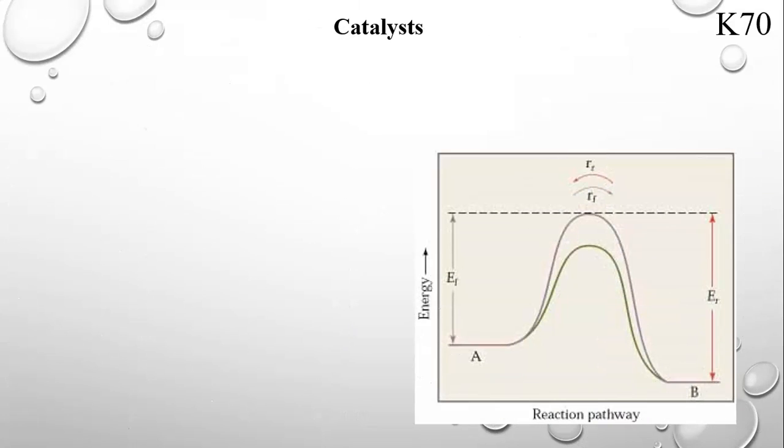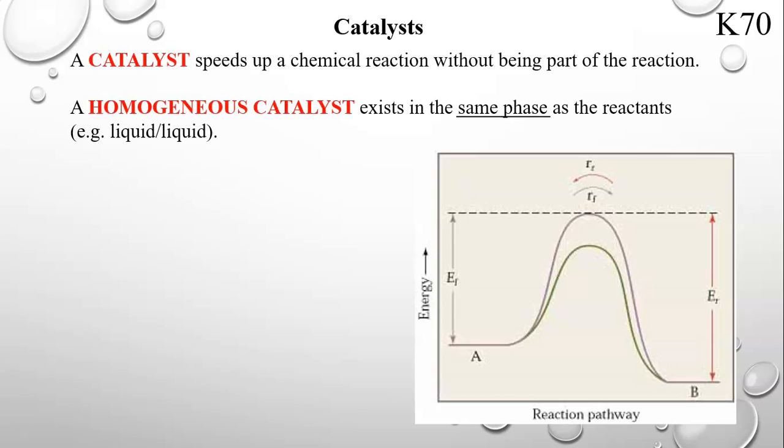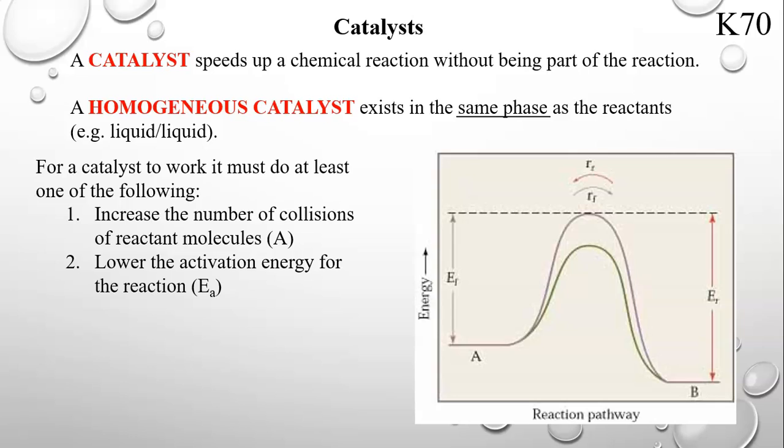Okay, one last concept is catalysts. A catalyst speeds up a chemical reaction without being part of the reaction. A homogeneous catalyst exists in the same phase as the reactants. That's liquid-liquid, solid-solid, gas-gas. For a catalyst to work, it must do at least one of the following: increase the number of collisions of reactant molecules, or lower the activation energy for the reaction, Ea. So it can do either one of those things.